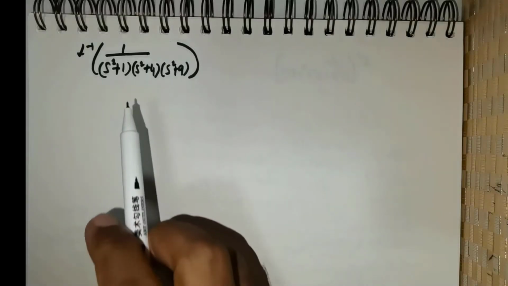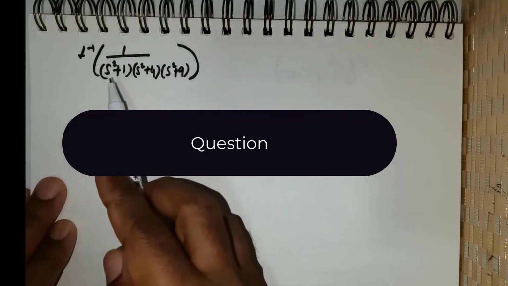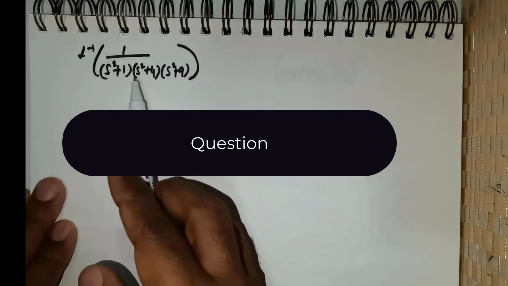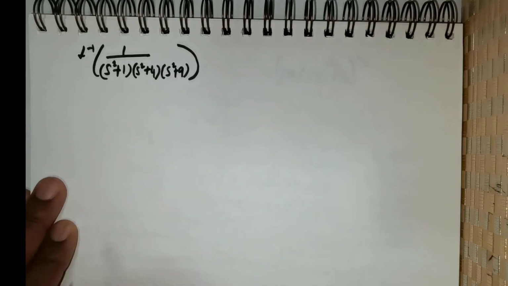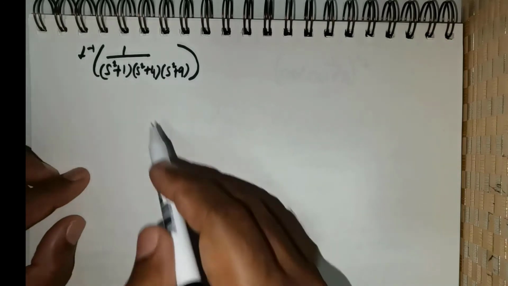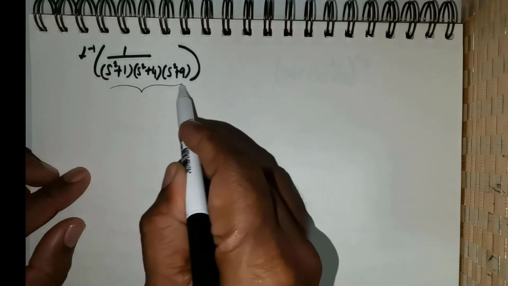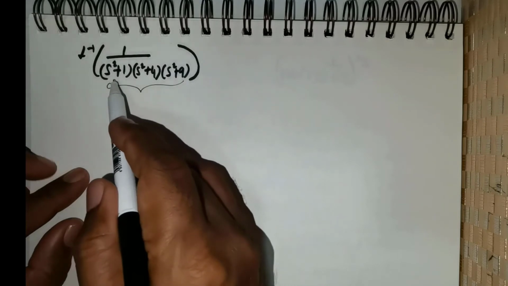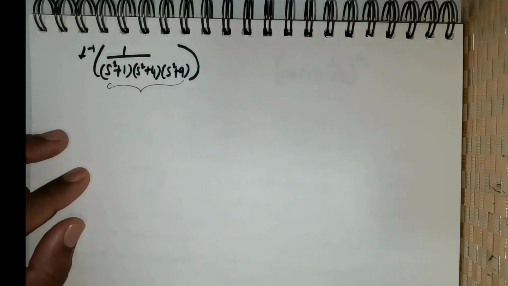Students, we're given this question to find the Laplace inverse of 1 over s squared positive 1 times s squared positive 4 times s squared positive 9. Now this is a beautiful question. It's beautiful for the simple fact that it is a denominator which is very impressive.